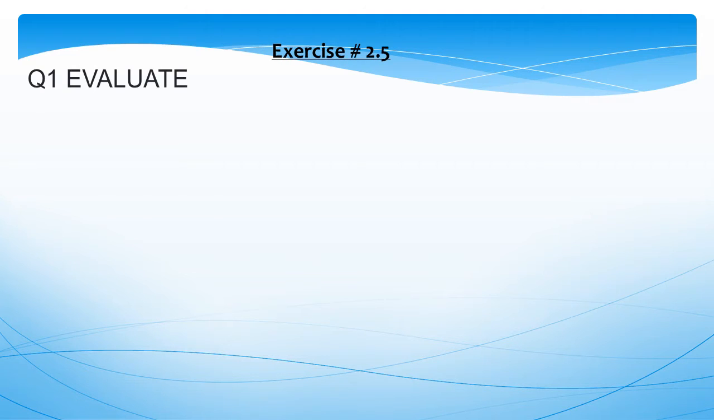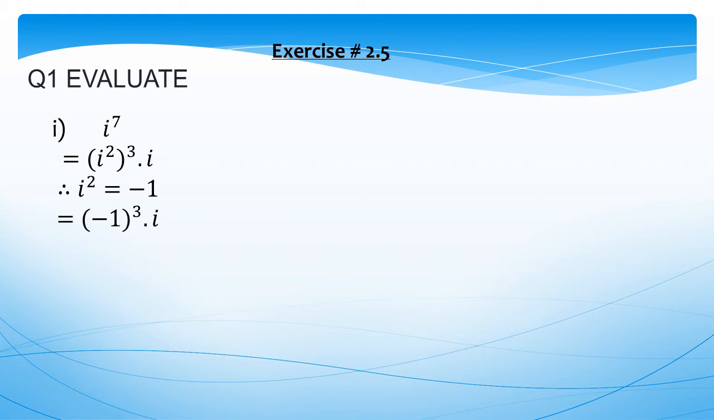Exercise number 2.5, question number 1, evaluate. Iota to the power 7. First we split the power: iota squared, and the whole power is 3, dot iota. 2 times 3 is 6, 6 plus 1 gives iota to the power 7. Iota squared is equal to minus 1. Now putting the value of iota squared, minus 1, the whole power is 3, dot iota. A negative real number having an odd power is equal to negative 1. Minus 1 multiplied by iota is equal to minus iota.